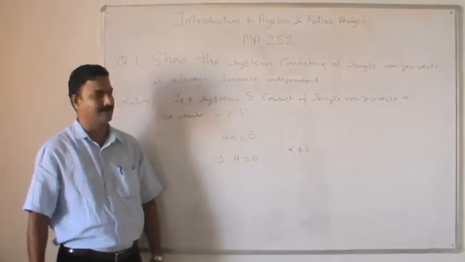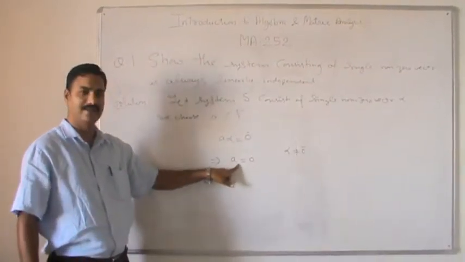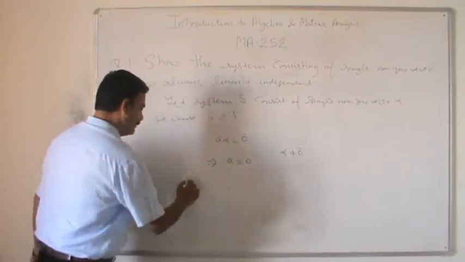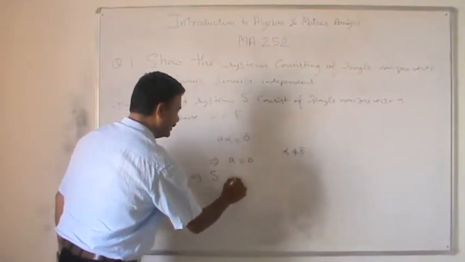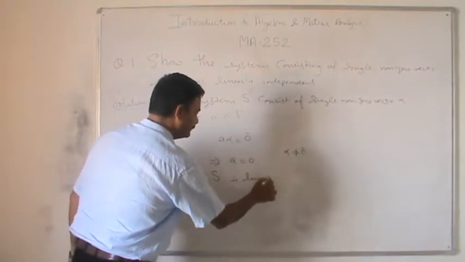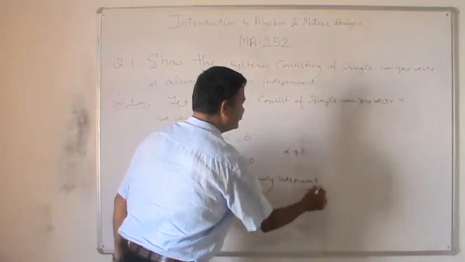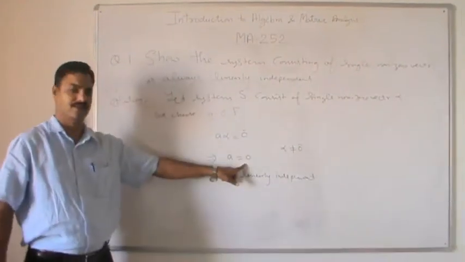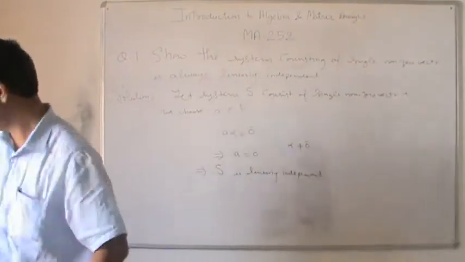Our system consists of just a single non-zero vector alpha, and because our scalar is zero, this implies the system S is linearly independent. Because the scalar is equal to 0, that's why S is linearly independent.